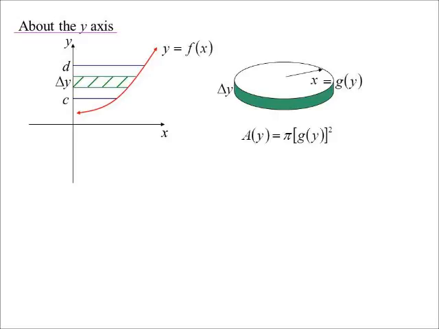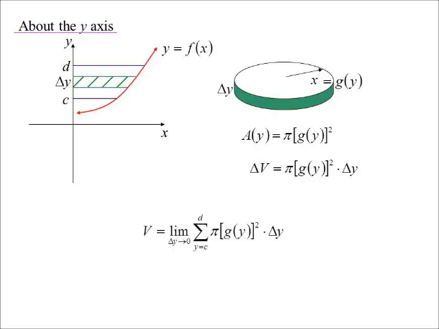Okay, so our area, pi times the radius squared. Other than that, it's pretty much the same now. So therefore, this time out, my change in volume, my element of the volume, will be pi times g(y) squared times delta y. And I want to sum all of these elements up to come up with the total volume. In this case, I'm going from C to D. And there's our formula we end up with.